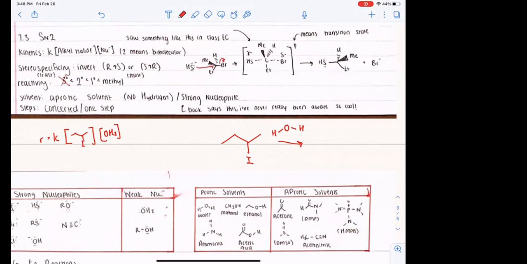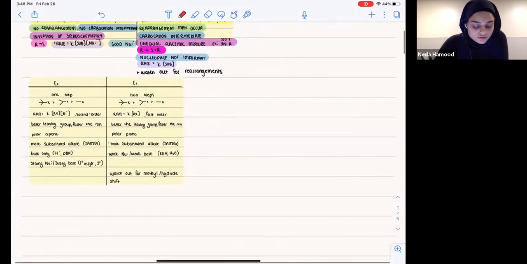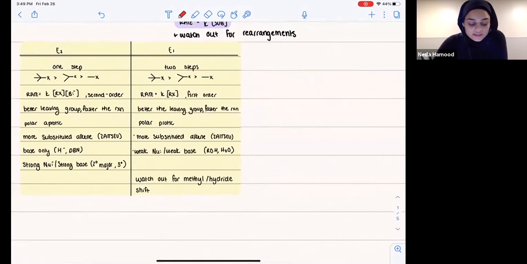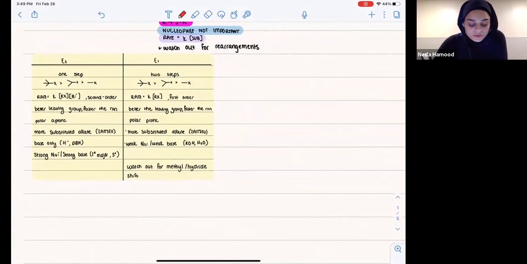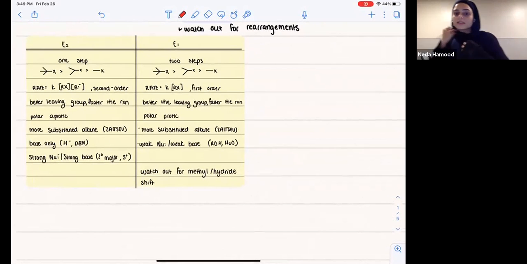Cool. Does that apply to E1 and E2 as well, the protic and aprotic solvent? Let me see where I have the notes up there about E1 and E2. E1 is protic and then E2 is aprotic. More specifically, for E1, E1 really reacts with weak nucleophiles or weak bases, whereas E2 will react with base only.